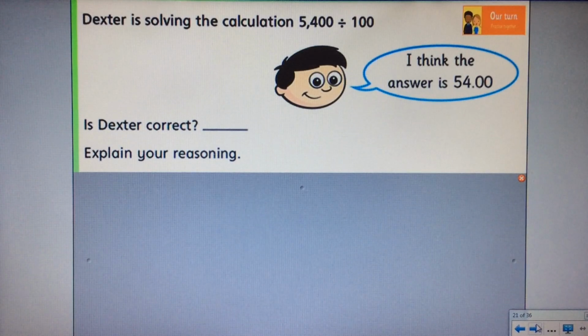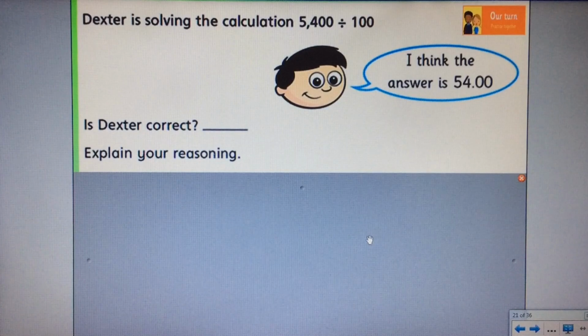Okay, and finally, Dexter is solving the calculation 5,400 divided by 100. He says, I think the answer is 54.00. Is Dexter correct? And explain your reasoning. Have a think, what could you put for that sort of an answer?